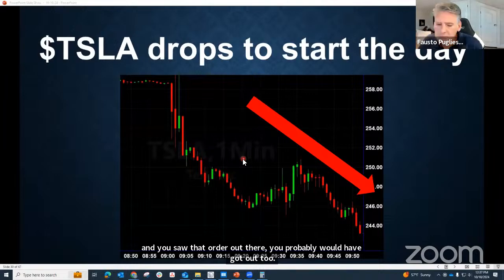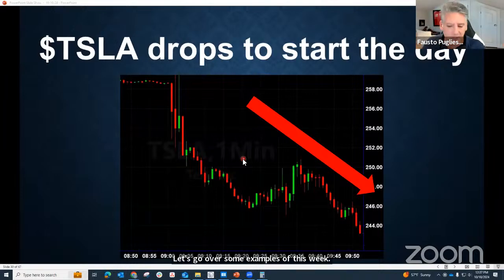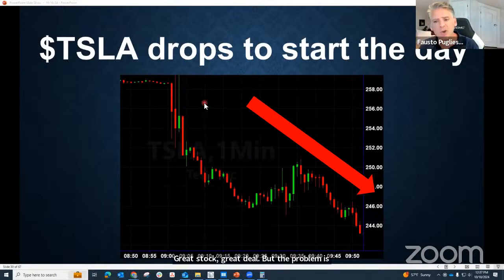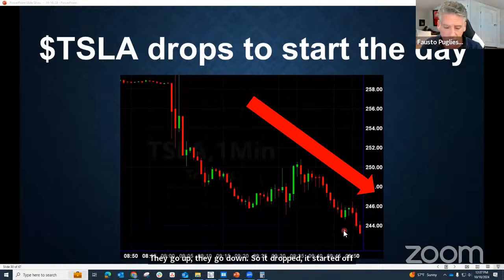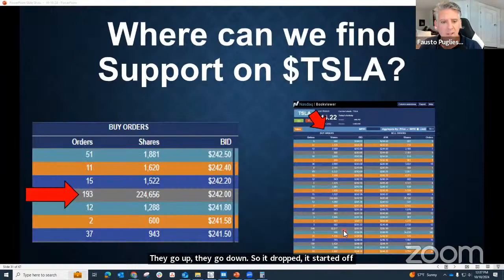Tesla. Great stock, but the problem is they go up, they go down. So it started off the day trending down from 258, and it's at 244. Now, you always ask yourself a question: how much lower is it going to drop? Well, the thing is, you got to know where the buyers are.